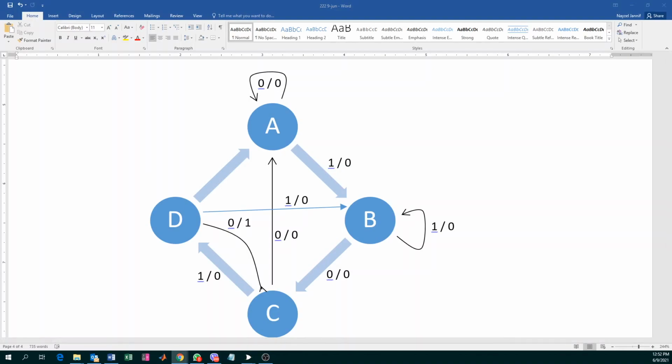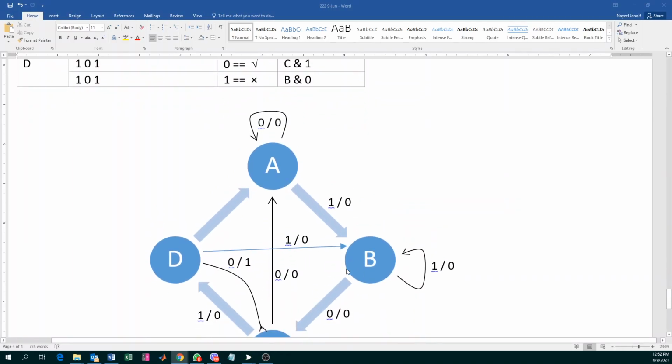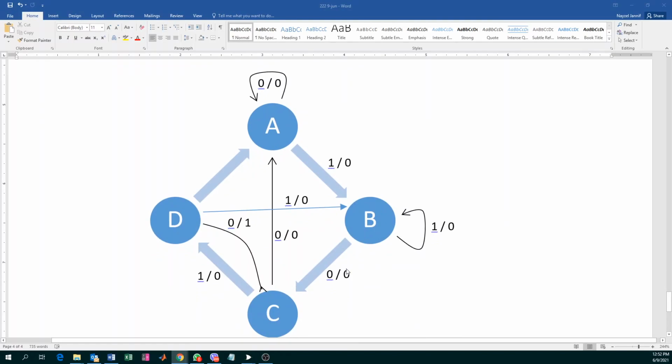So for D, when you get a 0, why do you go back to C? Right. Good question. Firstly, the state has to go somewhere, right? The state has to go somewhere.